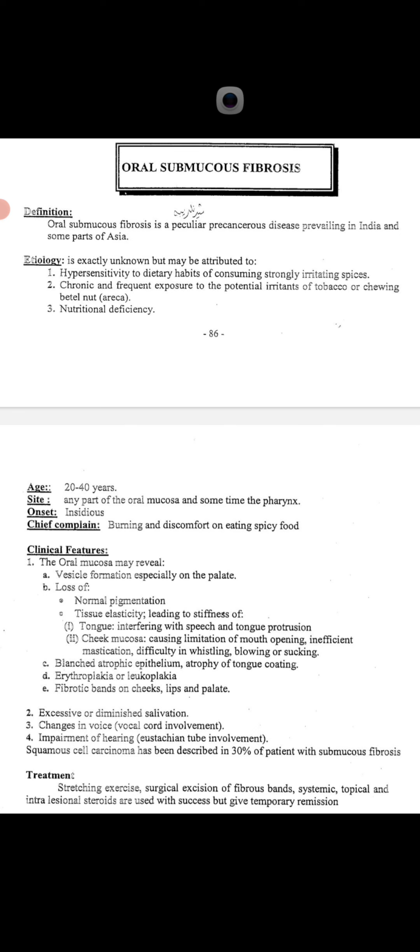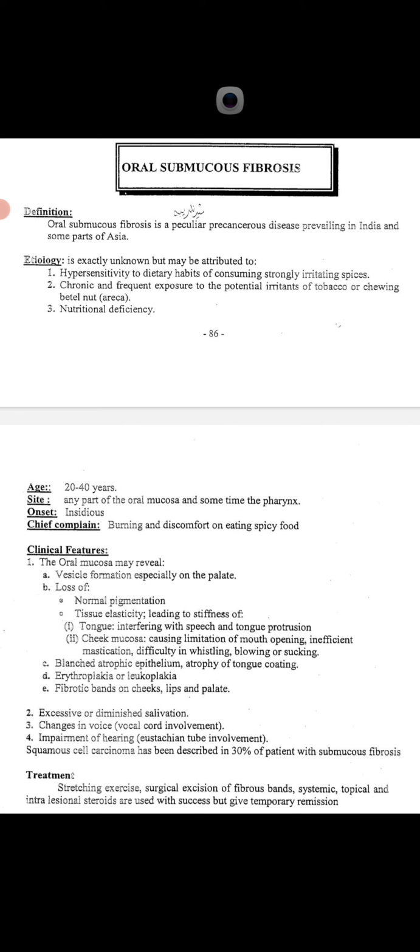Next, squamous cell carcinoma has been described in 30% of patients with submucous fibrosis. It means patients with submucous fibrosis have a high malignant potential. In 30% of patients, there will be squamous cell carcinoma.